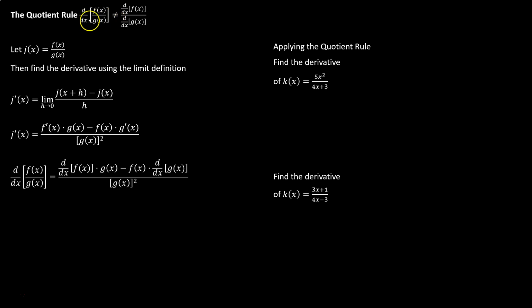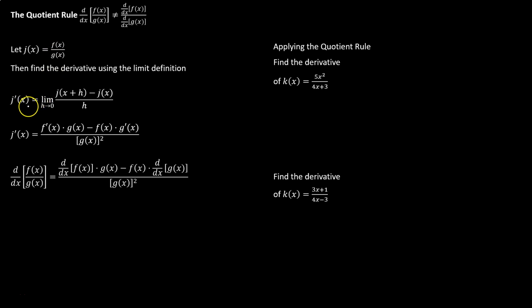If we're taking the derivative of a quotient, f divided by g, it is not the same thing as putting the derivative of f in the numerator and the derivative of g in the denominator. So if that's not the quotient rule, what is? Well, we can go through the exact same derivation that we did with the product rule, except we start with j being a quotient of f and g rather than a product.